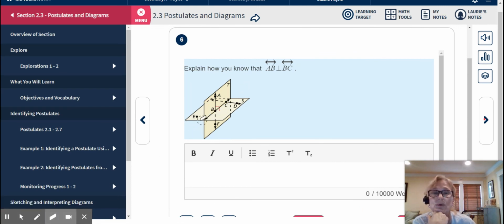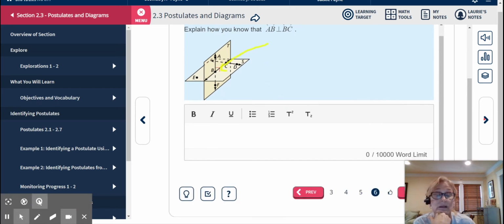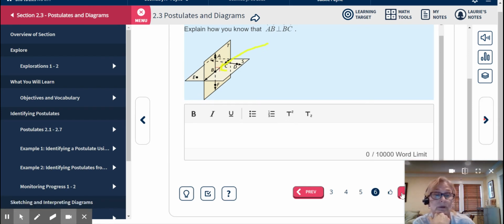How do you know that line AB is perpendicular to line BC? Now, if you can't see it, I'm going to draw and point it out right there. That little red corner means that this line AB is perpendicular to BC. Explain how you know. That's it. You would write a few.